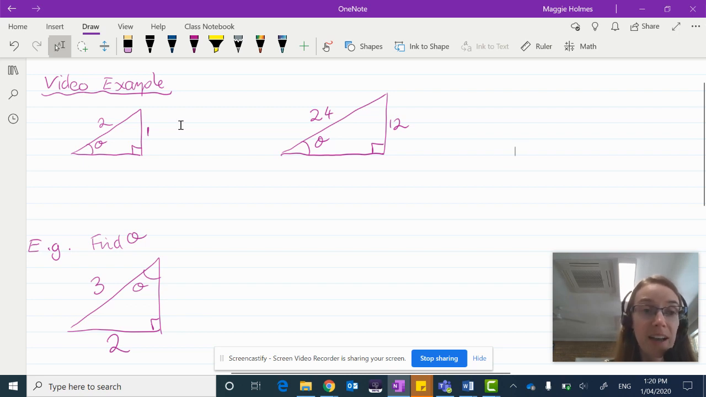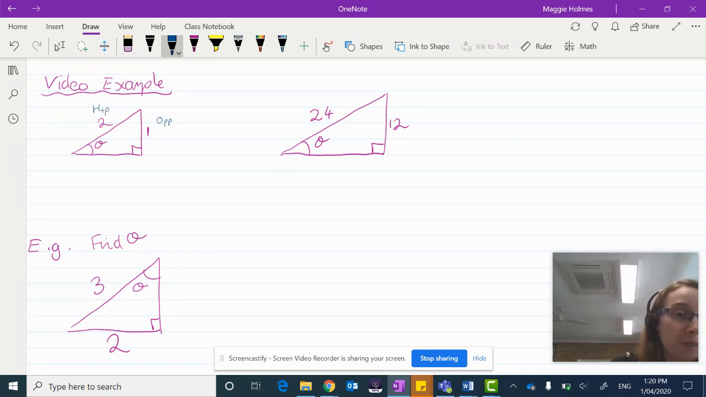Sometimes we have the side lengths in a right angle triangle, but we want to find the angle, as you can see in these three questions here. Now, we know this triangle. This is from an earlier video. We've got the angle theta, we've got the opposite side, and we have the hypotenuse.